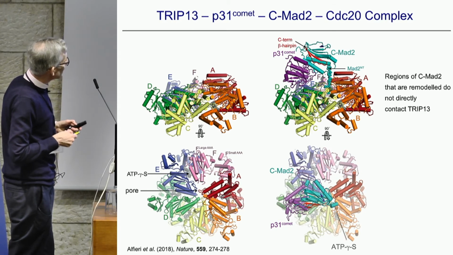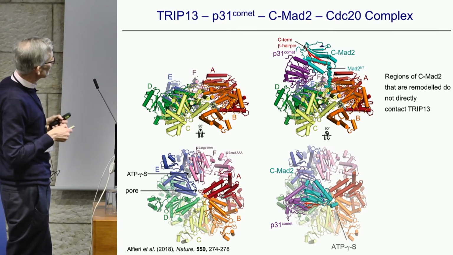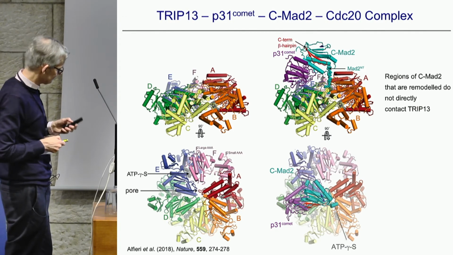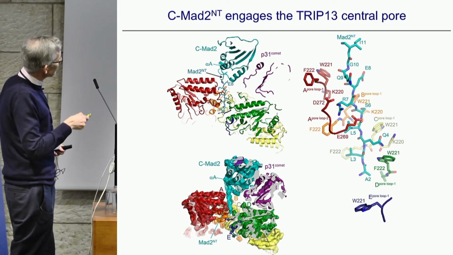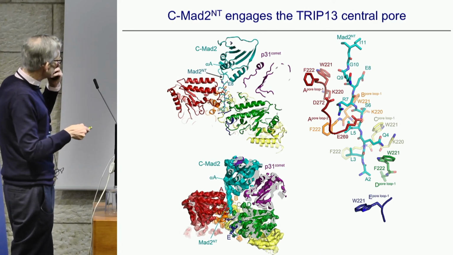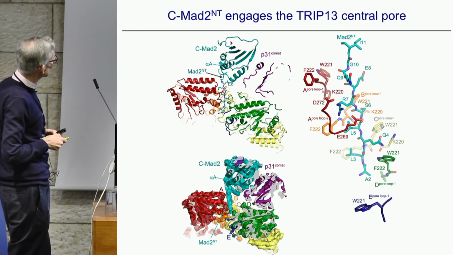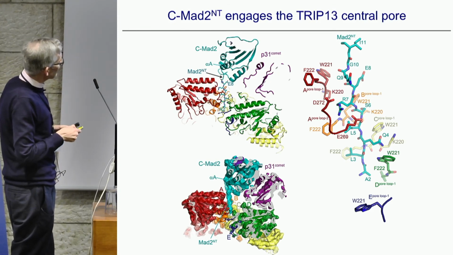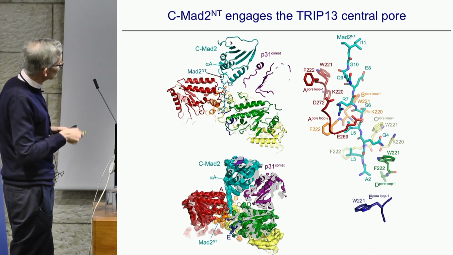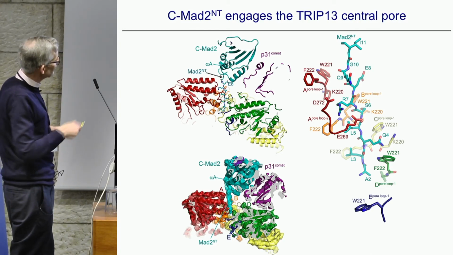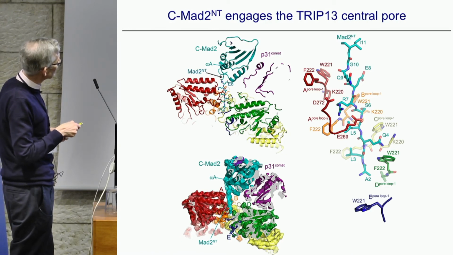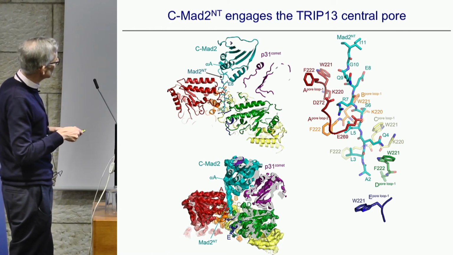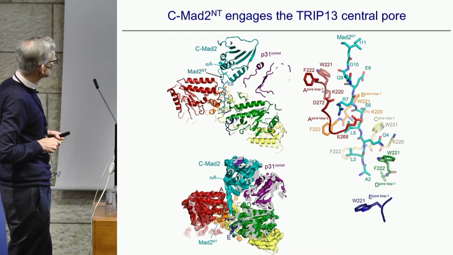And then the regions which are remodeled on conversion from the closed to open MAD2 do not directly interact with TRIP13. So now, more detail about how the N-terminus of MAD2 engages the pore loops of the hexamer of TRIP13: seven of the N-terminal residues of MAD2 engage the pore loops of TRIP13, and these are pore loops 1 to 2 of subunits A to D, and E and F do not contact MAD2 at this stage.